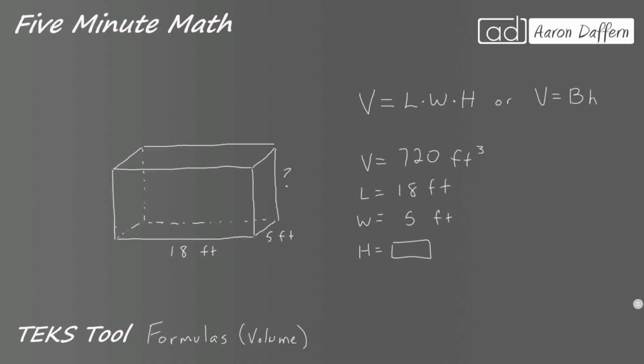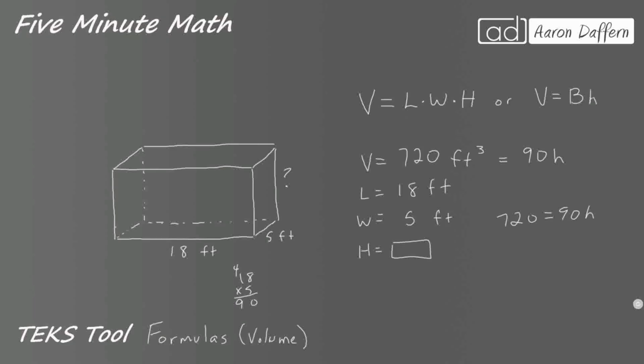Well, we can use this same formula. We can either do length times width, or we can find the base, which is the area of the base, length times width. Let's figure out what 18 times 5 is. 18 times 5, that's going to be 90. So then my volume is going to equal 90 times my height, and my volume is 720. So 720 equals 90 times h.